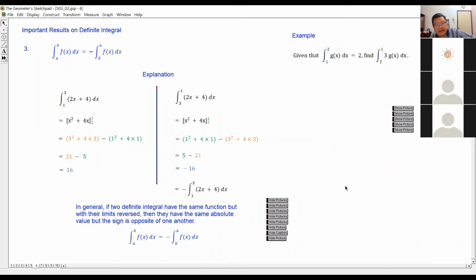Can you remember this? Any question? Can, teacher. Now we're going to look at this example here. Given that integrate from 1 to 2 g(x) dx is 2. Now I want to find integrate from 2 to 1 of 3 g(x) dx. Can or cannot? Okay, I show you here. Integrate 3 g(x) dx from 2 to 1. What's the answer?